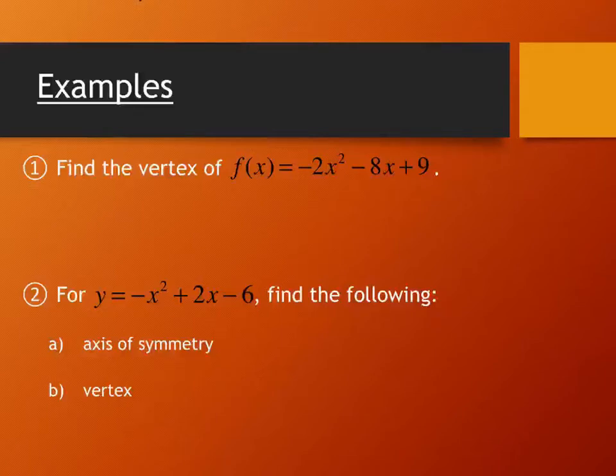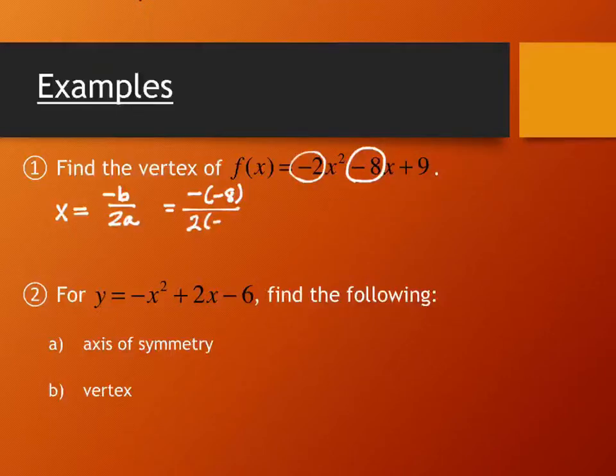So we're going to find the x value. It's supposed to say x equals negative b over 2a. Well, the b value is negative 8. So we have the opposite of negative 8 over 2 times that a value, which is negative 2. So I have 8 over negative 4, which gives me negative 2. So that's the x value of my vertex.